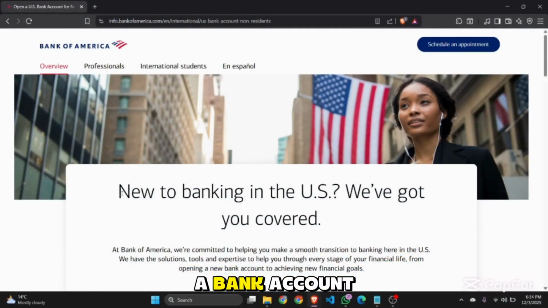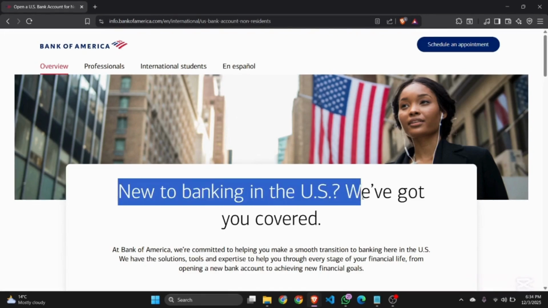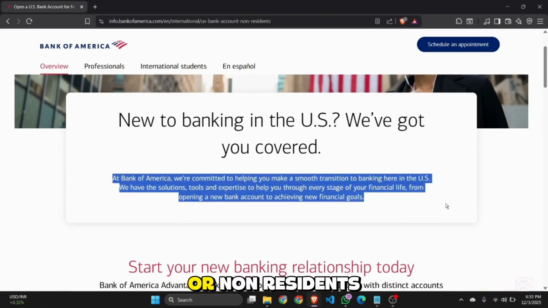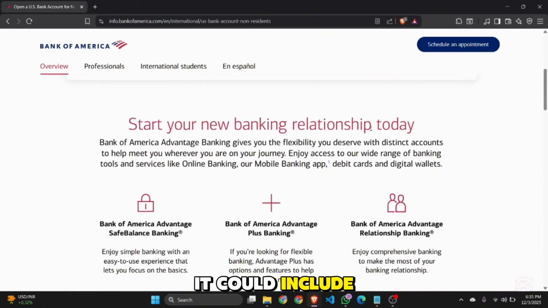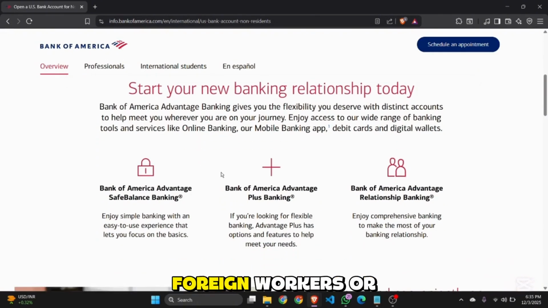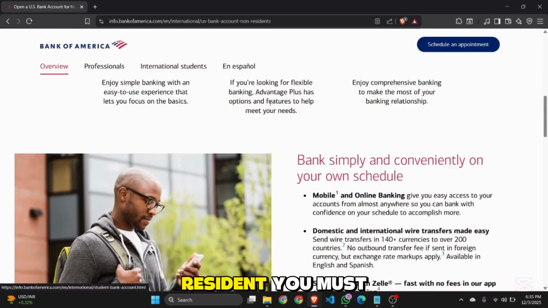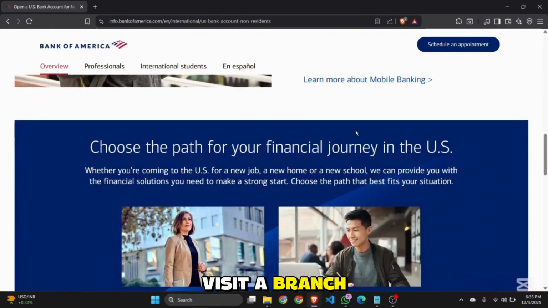How to open a bank account at Bank of America as a non-resident. Bank of America does allow non-U.S. residents or non-residents. It could include international students, foreign workers, or people temporarily in the U.S. However, you generally cannot open the account fully online as a non-resident. You must visit a branch in person.